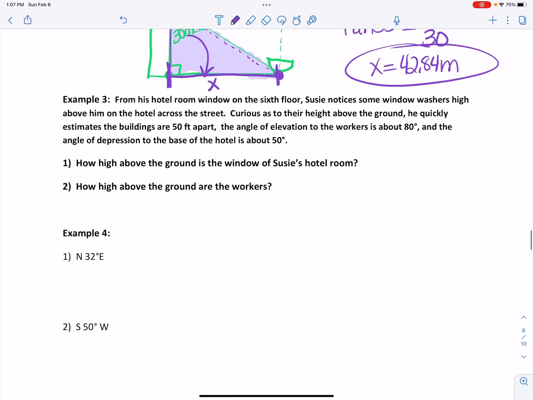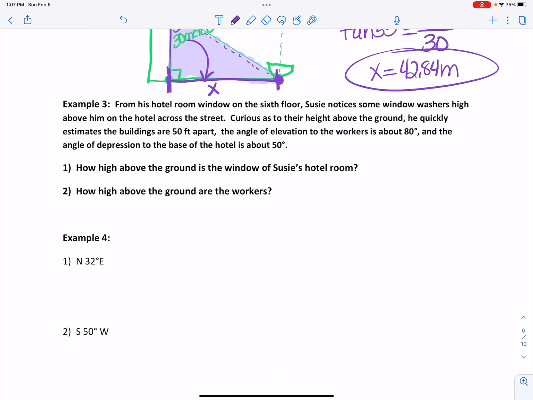On the next one, from his hotel room window on the 6th floor. So he is not at the ground. He is on the 6th floor. Susie notices some window washers high above him on a hotel across the street. There are the window washers. There's Susie. He quickly estimates the buildings are 50 feet apart. No matter what, buildings are going to be 50 feet apart the whole way up.